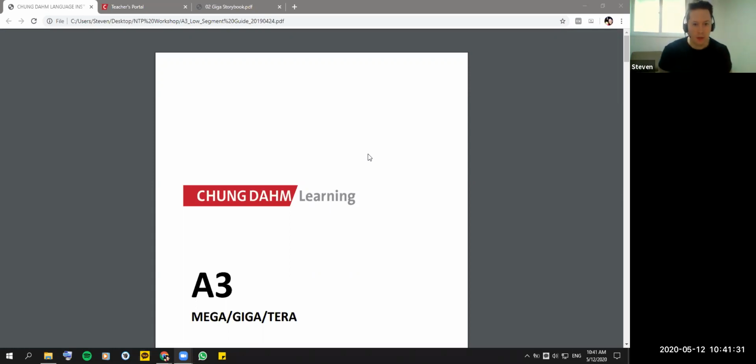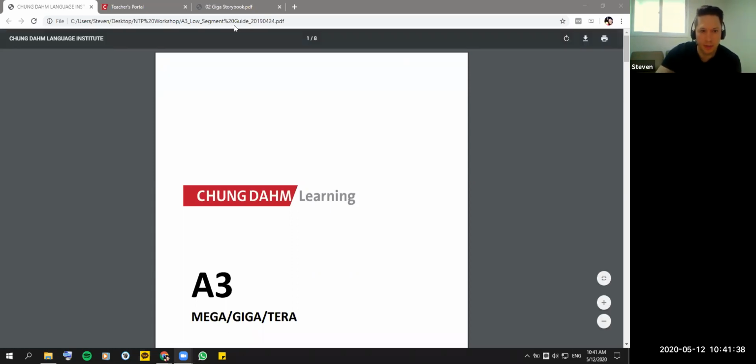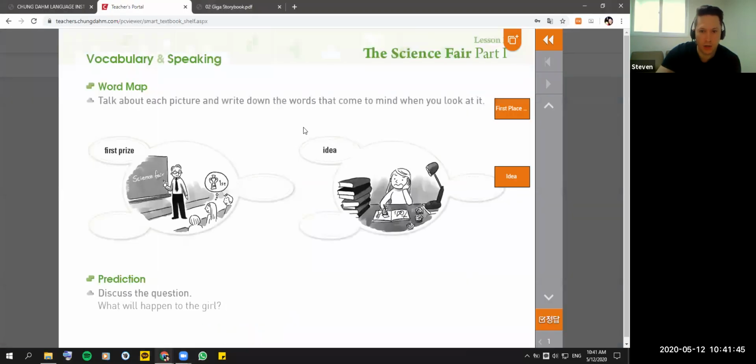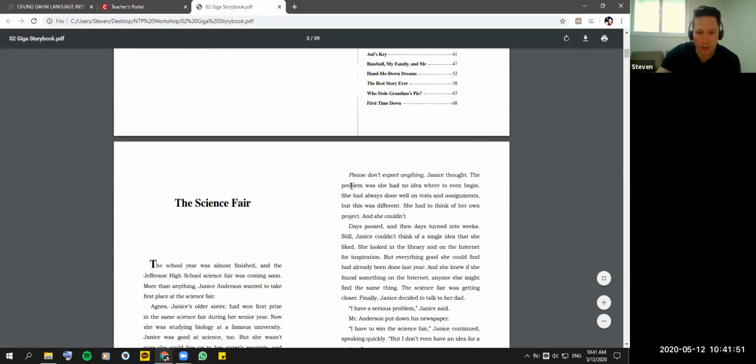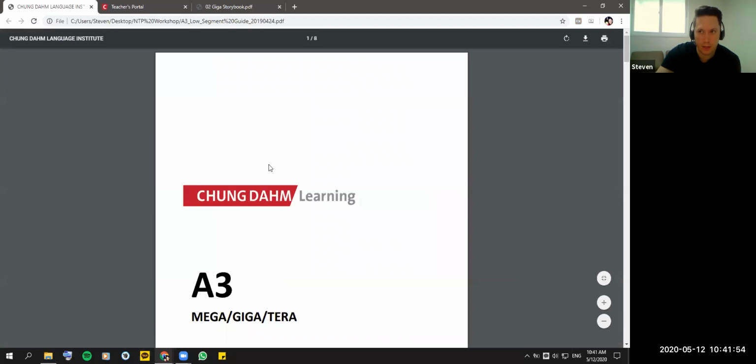I have opened up on the left tab here in Chrome. You can see that I have the segment guide here. I also have the teacher's portal here for the smart textbook, and I also have the reading book here as well. So we can consult all three of those things. The purpose of this is just to give everyone an idea of how A3 works. I'm going to use A3 Giga because that is the class that I have the most experience with.